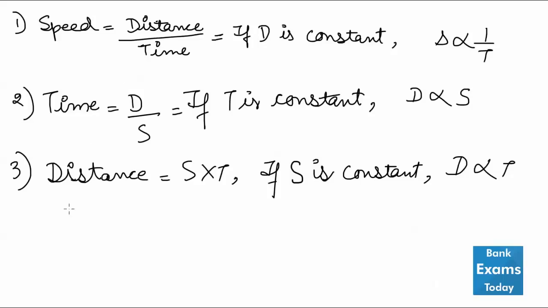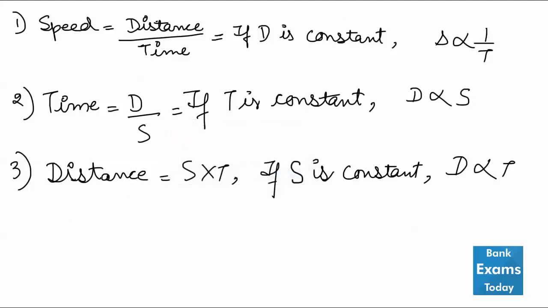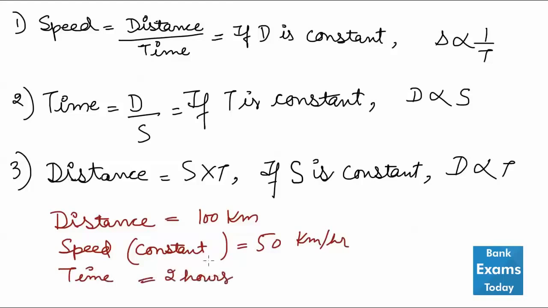To explain these three derivations, let's take an example. Let the distance be equal to 100 kilometers. The speed is constant, 50 kilometers per hour. And the person takes 2 hours to complete the journey. So that's a simple example.